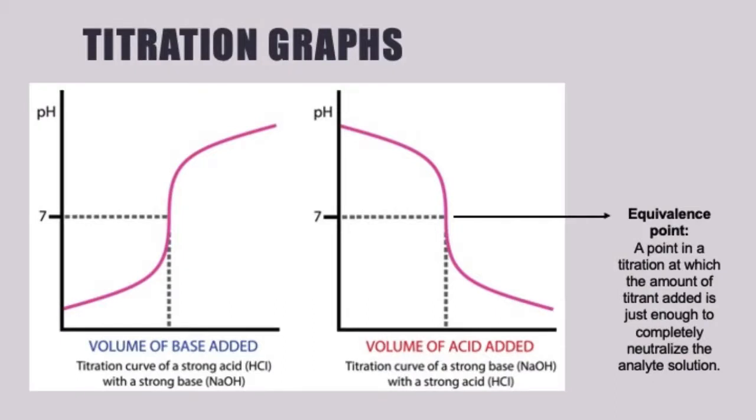These titration graphs represent the experiment graphically. The first involves titrating a base against an acid. We observe an increase in the pH as the analyte, the base in this case, is being added to the solution. The opposite is true for the second graph, where we see a decrease in the pH as the acid is being added, which is the analyte in this particular experiment. The equivalence point is reached when neutralization is achieved, and it is a point in the titration at which the amount of titrant added is just enough to completely neutralize the analyte solution.